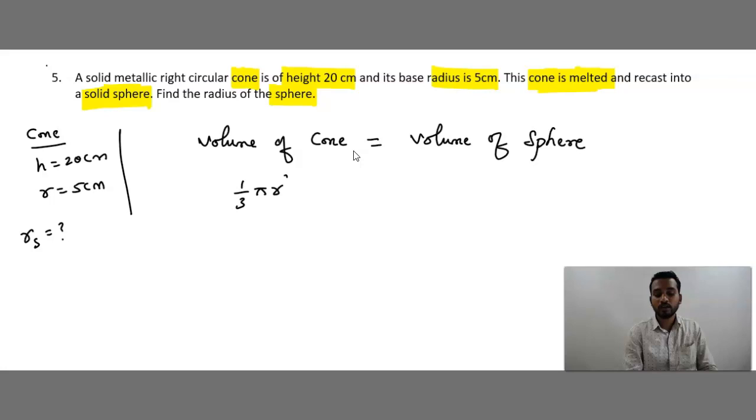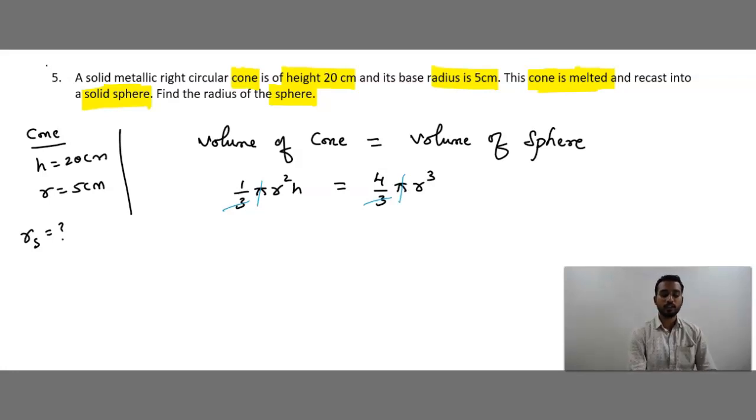The formula to find volume of cone is 1/3 pi r square h. What is volume of sphere? 4/3 pi r cube. Very easy problem. We can see both the sides. What is common? Denominator 3, denominator 3 is common. Pi and pi are common, right? So now what is left out?